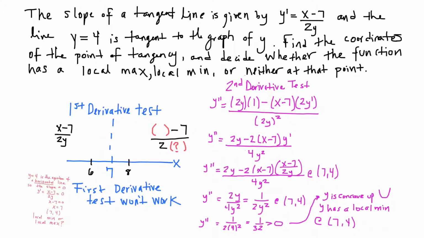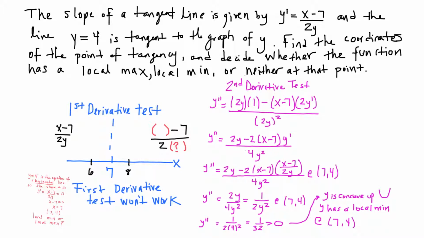And what does that tell you? The second derivative is 1 over 32. The number itself doesn't really matter. What matters is that it's a positive number, greater than 0. So if the second derivative is positive, here's my conclusion. y is concave up, right? Second derivative tells you concavity.